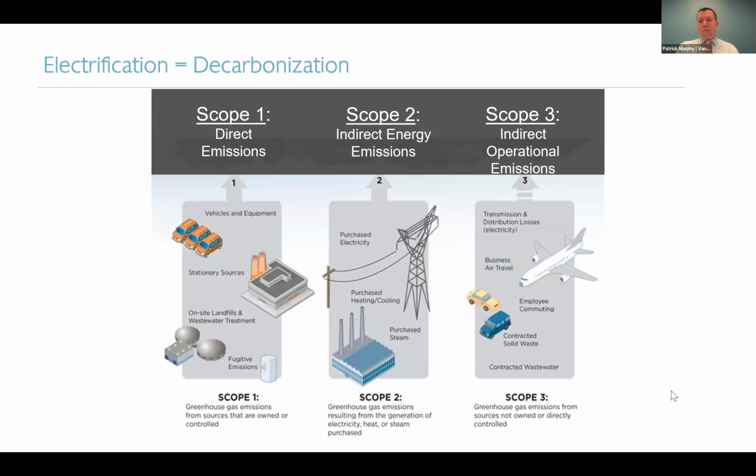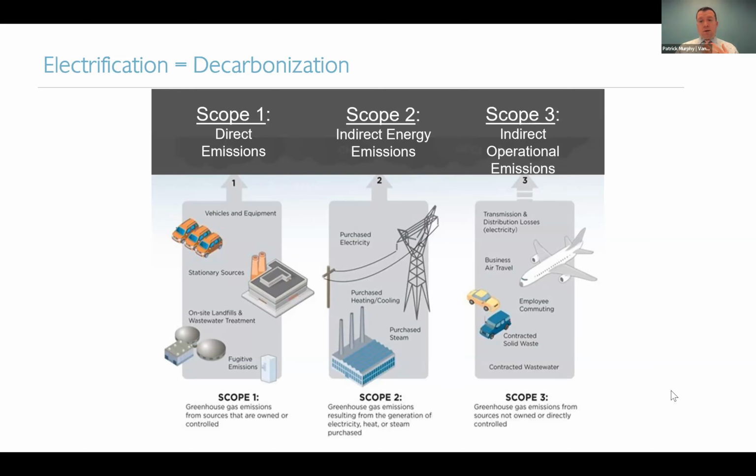And those operational emissions are defined in three buckets or scopes. The first are scope 1 emissions. Those are direct emissions. If you burn it, it creates an emission, goes into the atmosphere. So for example, if you have a gas water heater or a gas boiler to heat a building, that consumption of fossil fuel and the emissions that go out the stack are your scope 1 emissions.